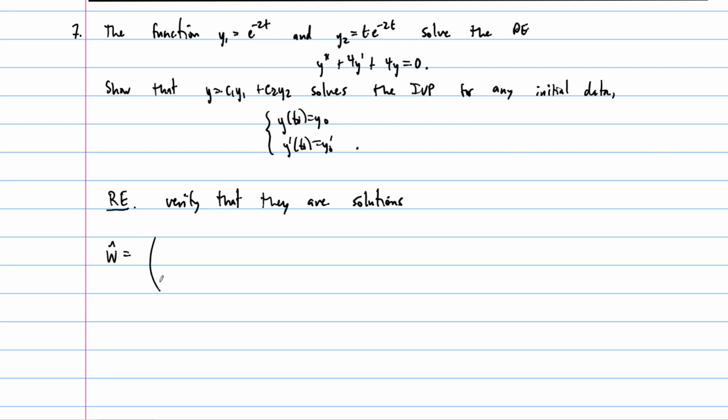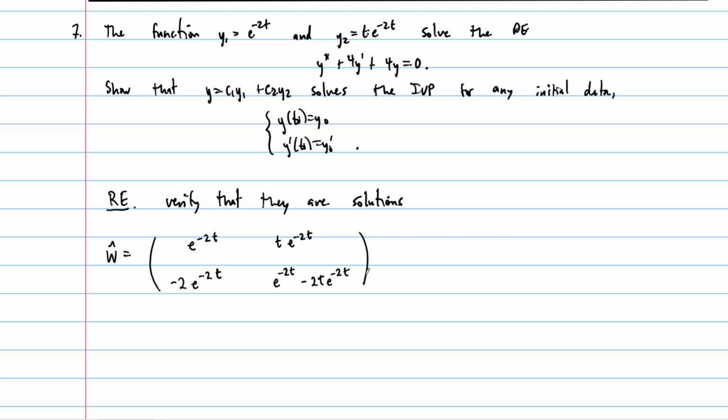Our matrix W hat is built out of, remember, the first column is going to be function 1, e to the minus 2t, and its derivative. So the derivative is the second entry in the first column. That's going to be minus 2 e to the minus 2t. The second column is going to be the second function, t e to the minus 2t, and then its derivative, right? This is going to be a product rule. So it's going to be e to the minus 2t minus 2t e to the minus 2t. So there's our Wronskian matrix.